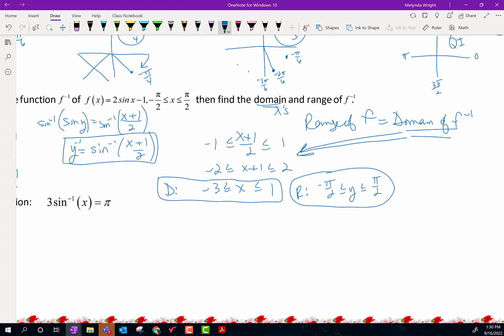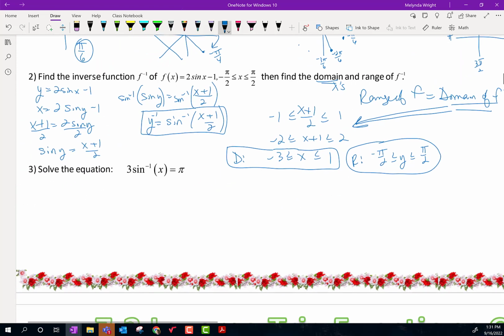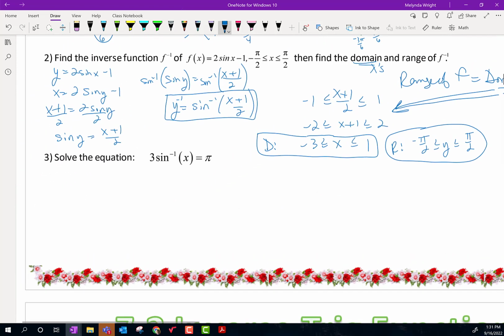Some ladies were tricked and put in negative pi over 2 to pi over 2. Well, I can understand why that would be tricky. They weren't asking for the range of the inverse. They were asking for the range of the regular function, which means the domain of the inverse. See how they were doing a play on words? Sorry about that, but I'm just warning you. I'm giving you the heads up. Don't be tricked.